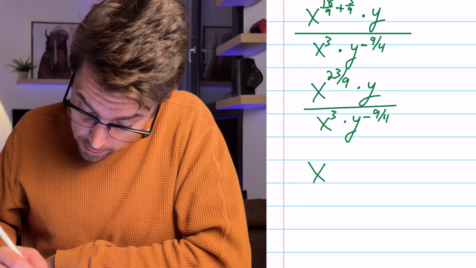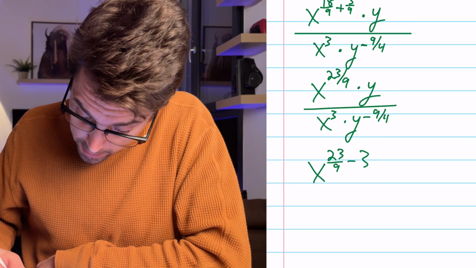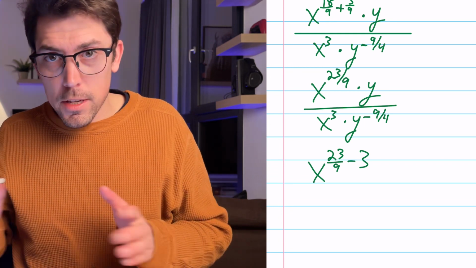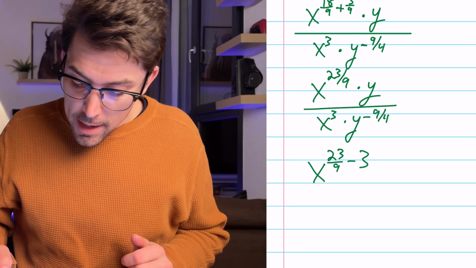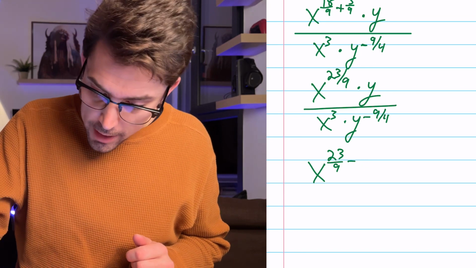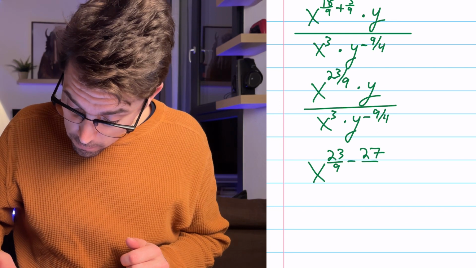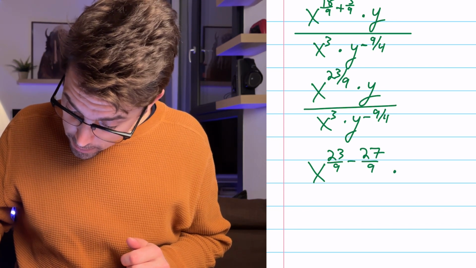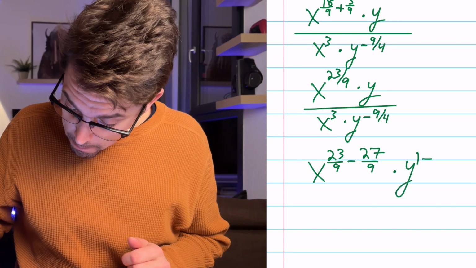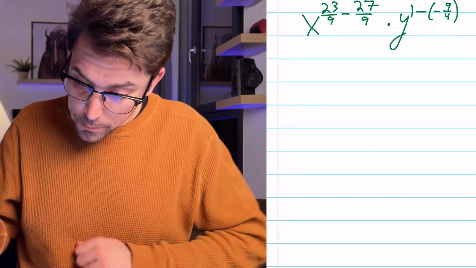What you'll end up with is x to the power of 23 over 9 minus 3. And since I know that I'm going to be subtracting 3 and I'm doing this by hand, let me go ahead and rewrite this right now with a denominator of 9. So 3 over 1 would then just become 27 over 9. Then I would have times y to the 1 minus negative 9 over 4. There we go. Keep on going.